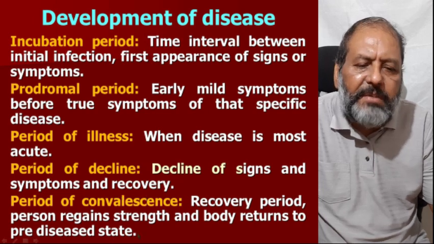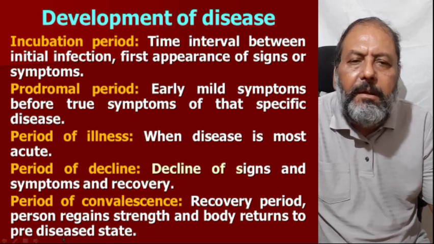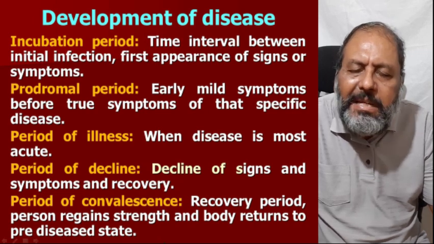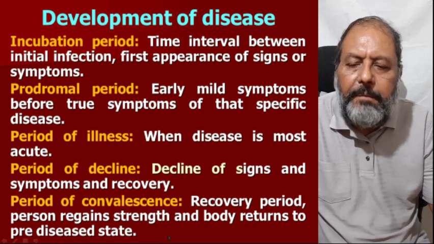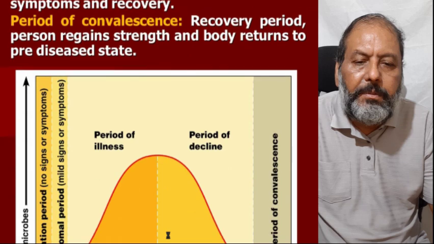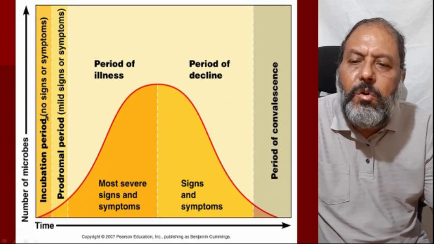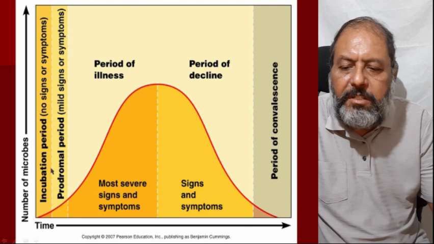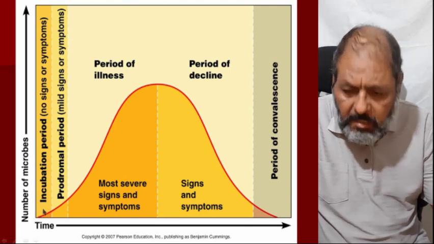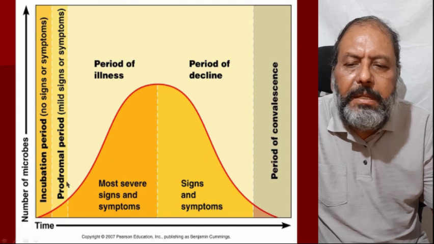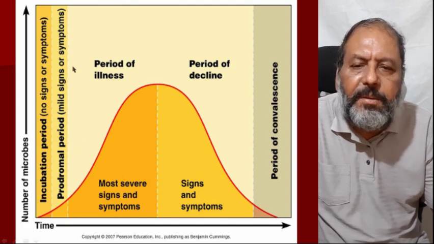So the period of convalescence is the recovery period. The person regains strength and the body returns to the pre-disease state; that is the period of convalescence. Here one can see the incubation period, with no signs and symptoms in the first few days, and then the prodromal period, where there are mild signs and symptoms.